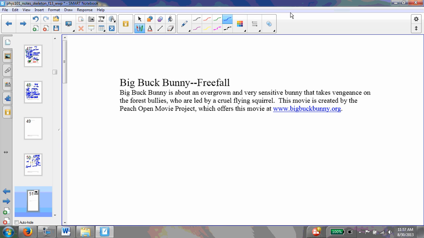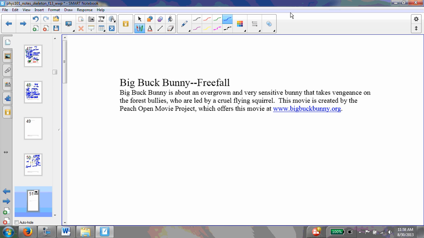And let's do another couple of examples. I want to look at a video clip. This is from Big Buck Bunny. Big Buck Bunny is this open source movie from the Peach Open Movie Project. You can find the full length film on YouTube or at this website.